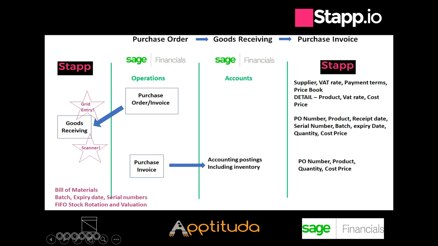Within the overall environment, we also support bill of materials, and of course all the normal elements that we talked about before in terms of serial numbers, batches, expiry dates, quantity, and the cost price here is recorded at goods receipt time, and that is the price from the original purchase order.